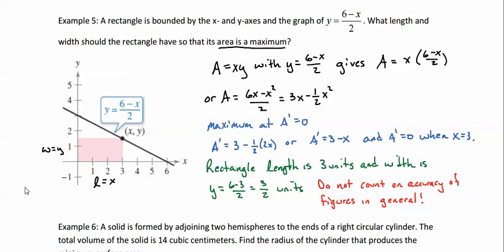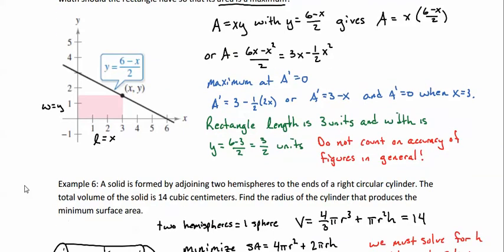Now, notice that in our figure, that's exactly what the rectangle looks like. Don't count on that happening in general. It just so happens that this one gave you the answer in the picture. But that is not something you can count on WebAssign doing for you all the time.